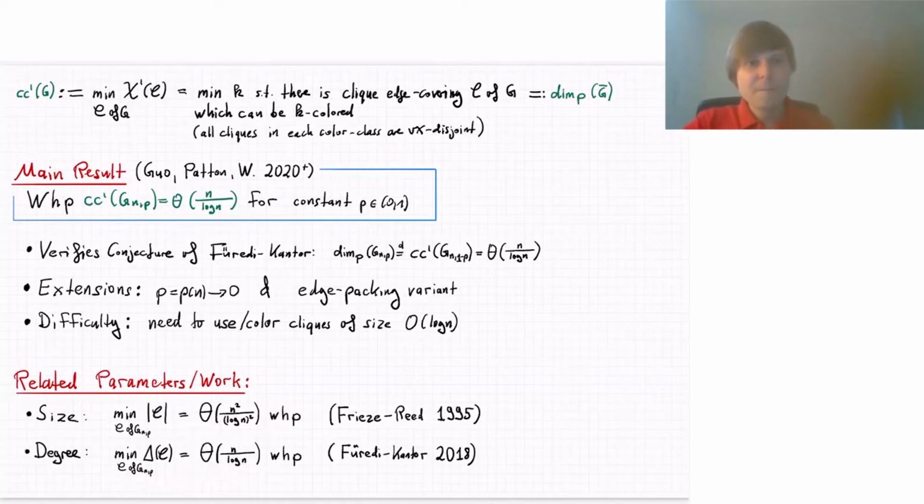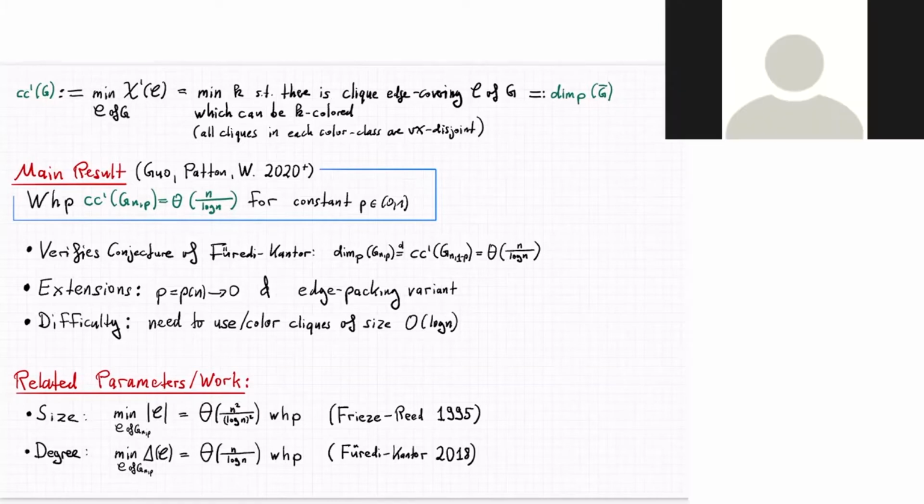Okay, this would be an excellent time for questions. Lutz, I noticed you wrote Theta on everything. Is it correct that you do not know with a proof what the correct constant is?